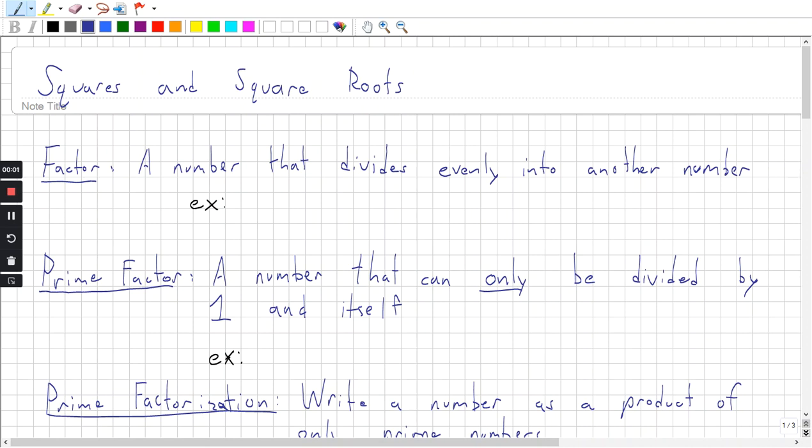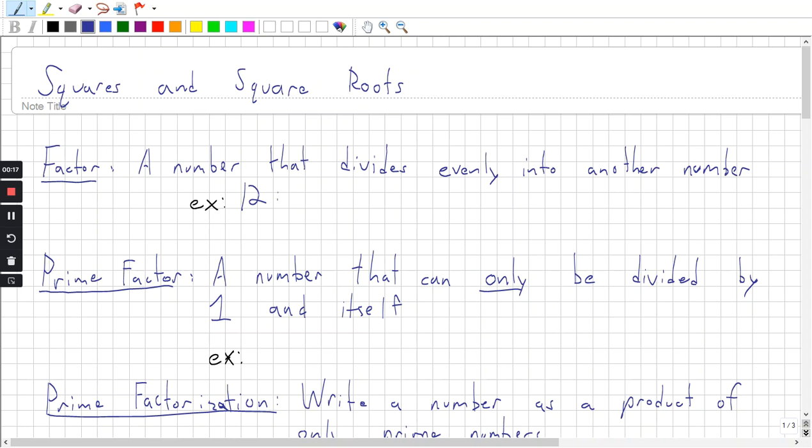Okay, welcome to the first video on squares and square roots. We're first of all going to look at some definitions. So for example, a factor. A factor is a number that divides evenly into another number. So let's look at factors of the number 12.